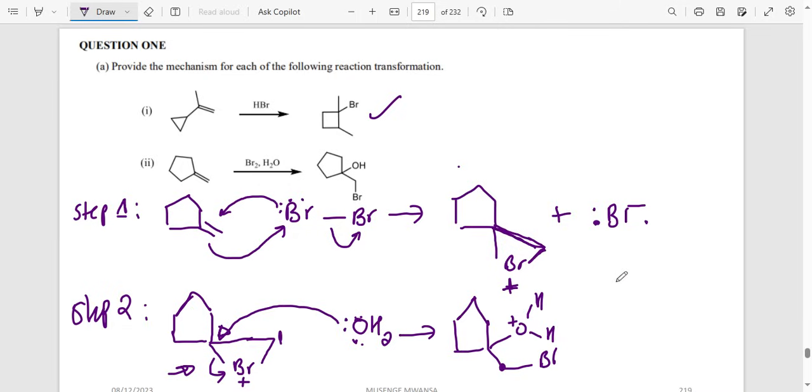The next thing that is going to happen is that another base, like another water molecule, can come in at this point. So this can grab that hydrogen, breaking off this bond. And then we are going to have our Br there, and we have formed our alcohol. So that will be the production of this alcohol as a mechanism.